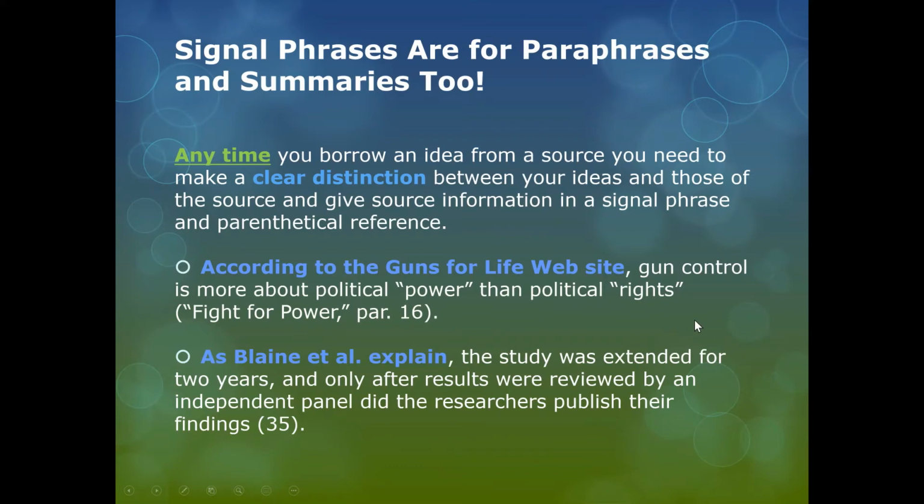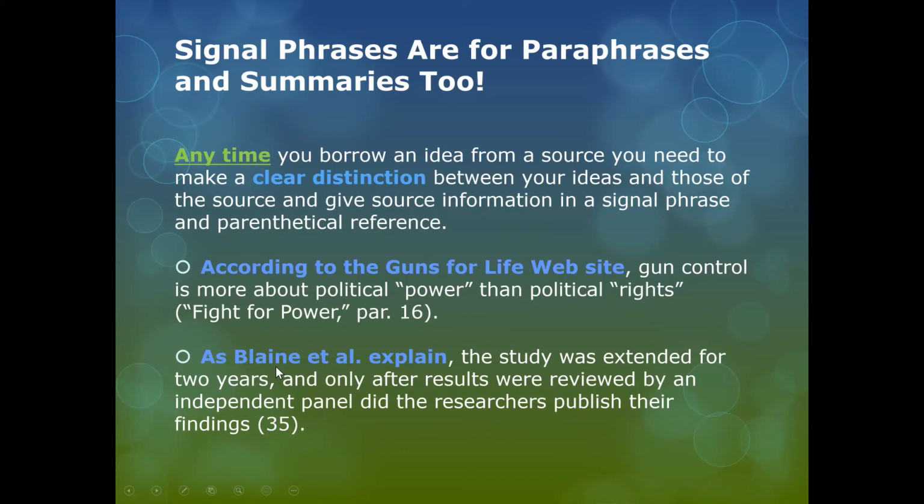In this first example, only 2 words are quoted directly from this source, the Guns for Life website. The rest of this is paraphrase. Okay, but a signal phrase, introductory phrase is still needed. And here as well, as Blaine et al. explain. And et al. is a Latin phrase that means and all those other people, which is something you use when you have a source where there are multiple authors. You know, more than 3, I think, is the rule in MLA. If you have more than 3, right, then you use this et al. instead of naming them all.